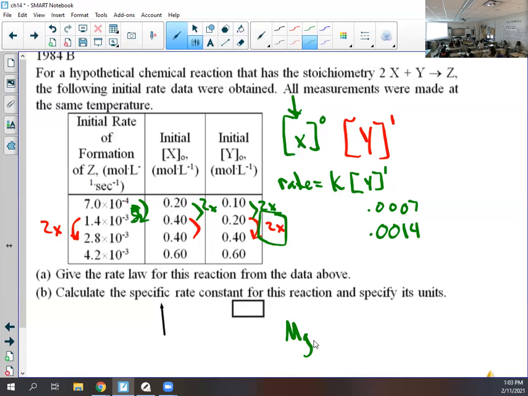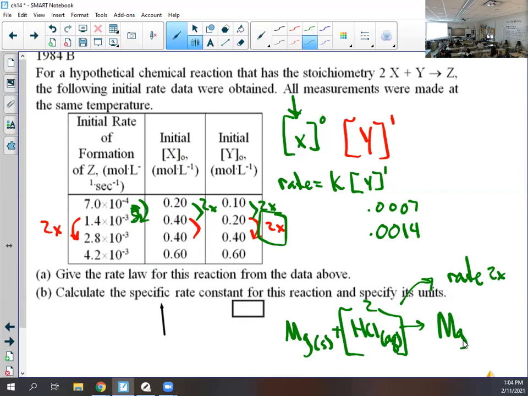When we have magnesium solid plus hydrochloric acid, the rate of this reaction is not dependent on the concentration of a solid because there's no such thing. So if we did this study, if we doubled this concentration, that would affect the rate. So how does it form something? It reacts with what? With the acid.